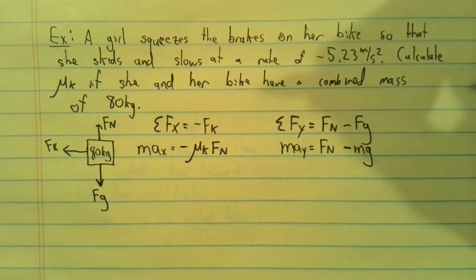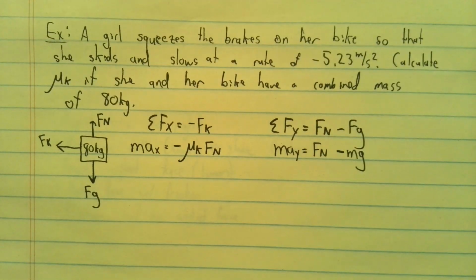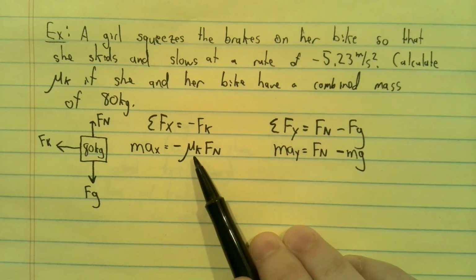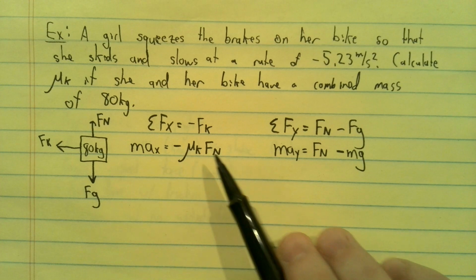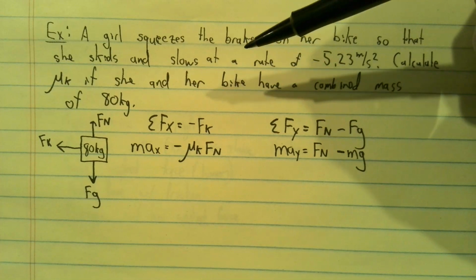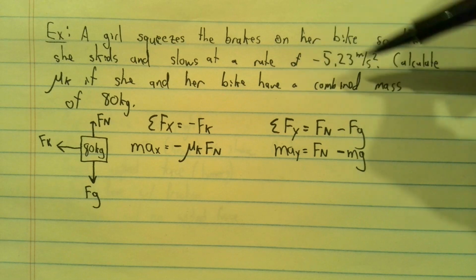Okay, hold on. We're done with the 3 steps. We plugged in the many equations, we're good. Here we go. Calculate mu k. Now we have to actually read the problem again, figure out what we're doing. We're trying to calculate mu k. What about these other 3 letters, that is, m, a, Fn? Well, m, mass, is 80. ax is 5.23.